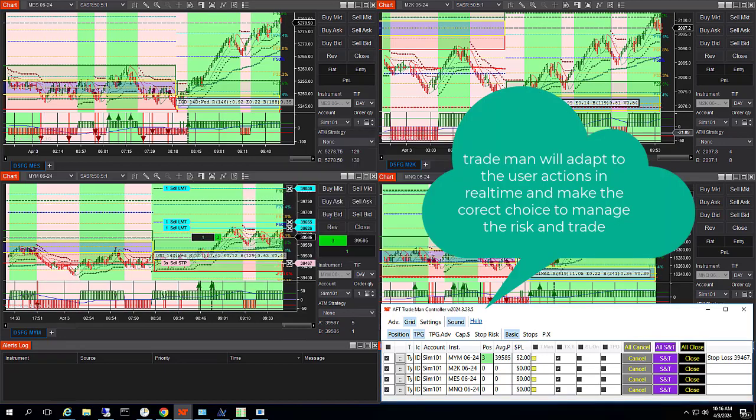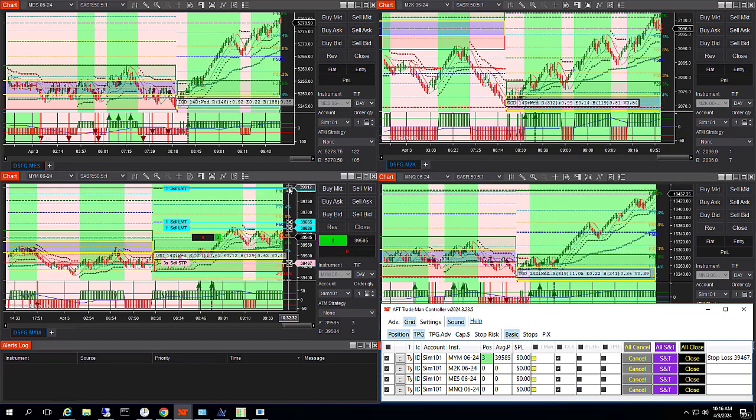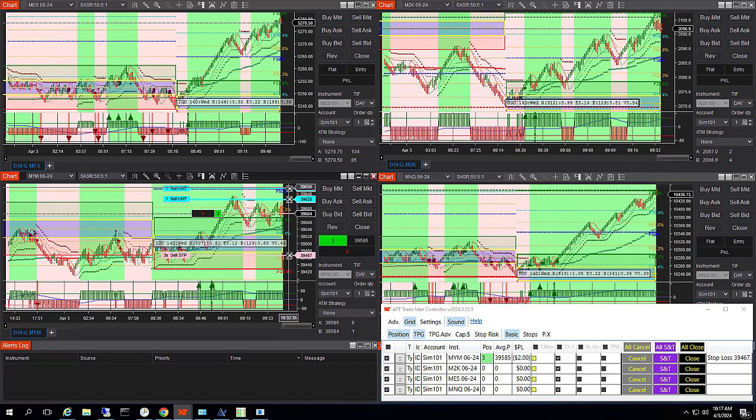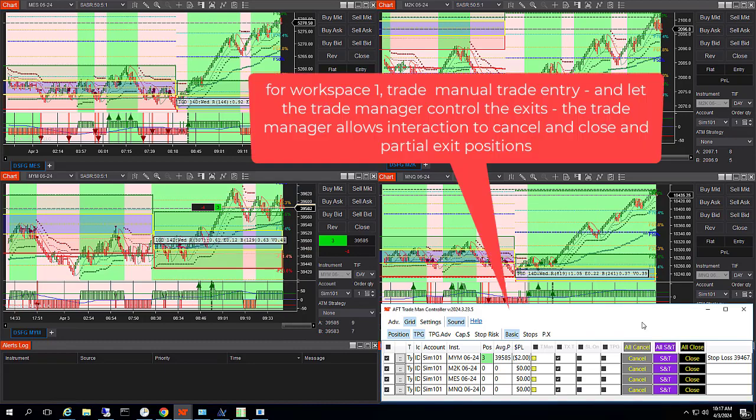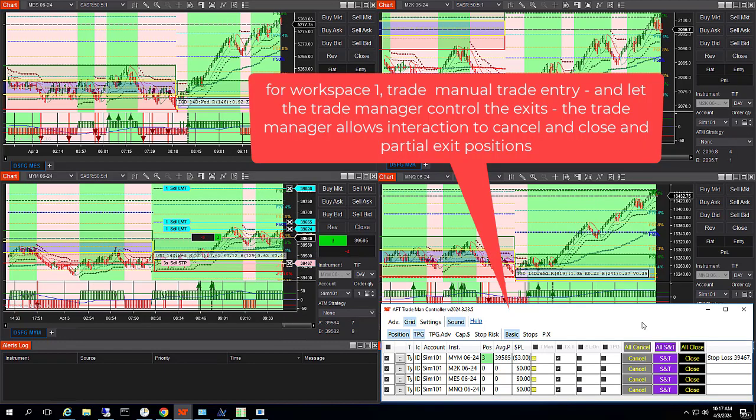AFT Trade Manager will adapt to the user's actions in real time and make the correct choice to avoid overfills, underfills, stuck orders and connection errors, making safe the balance of positions and exits. AFT Trade Manager basic and advanced controls should be learned when using workspace number 1.